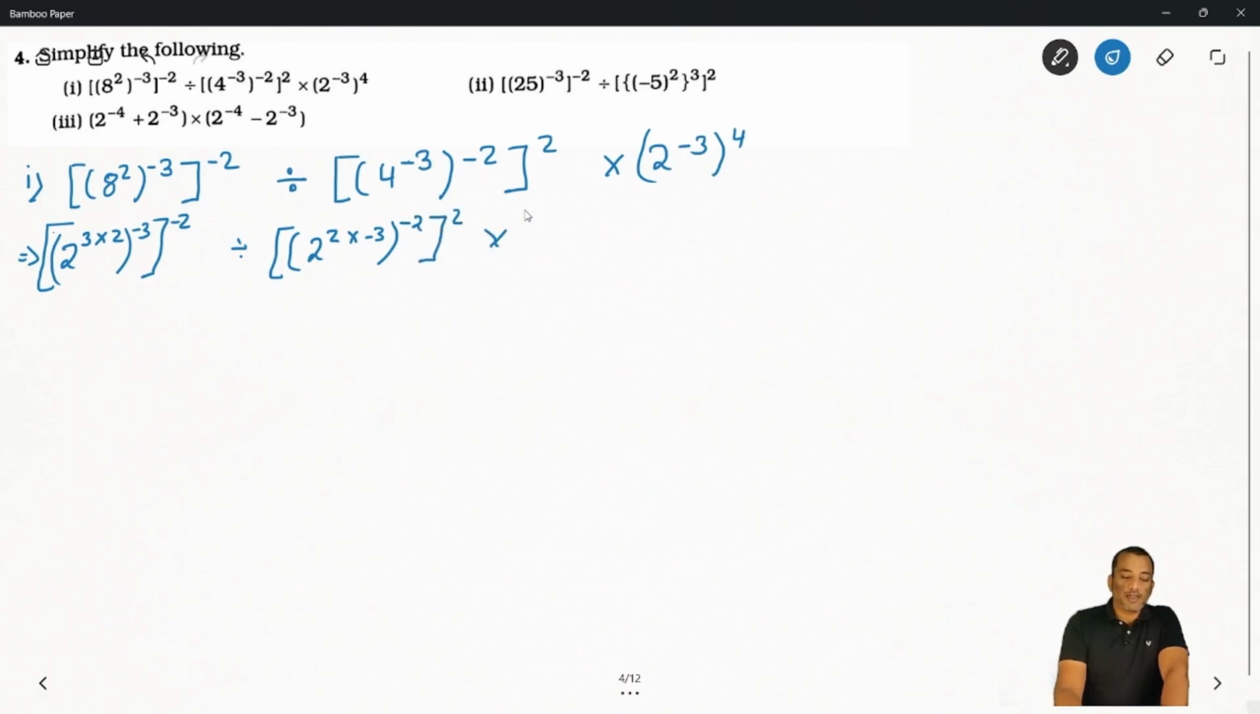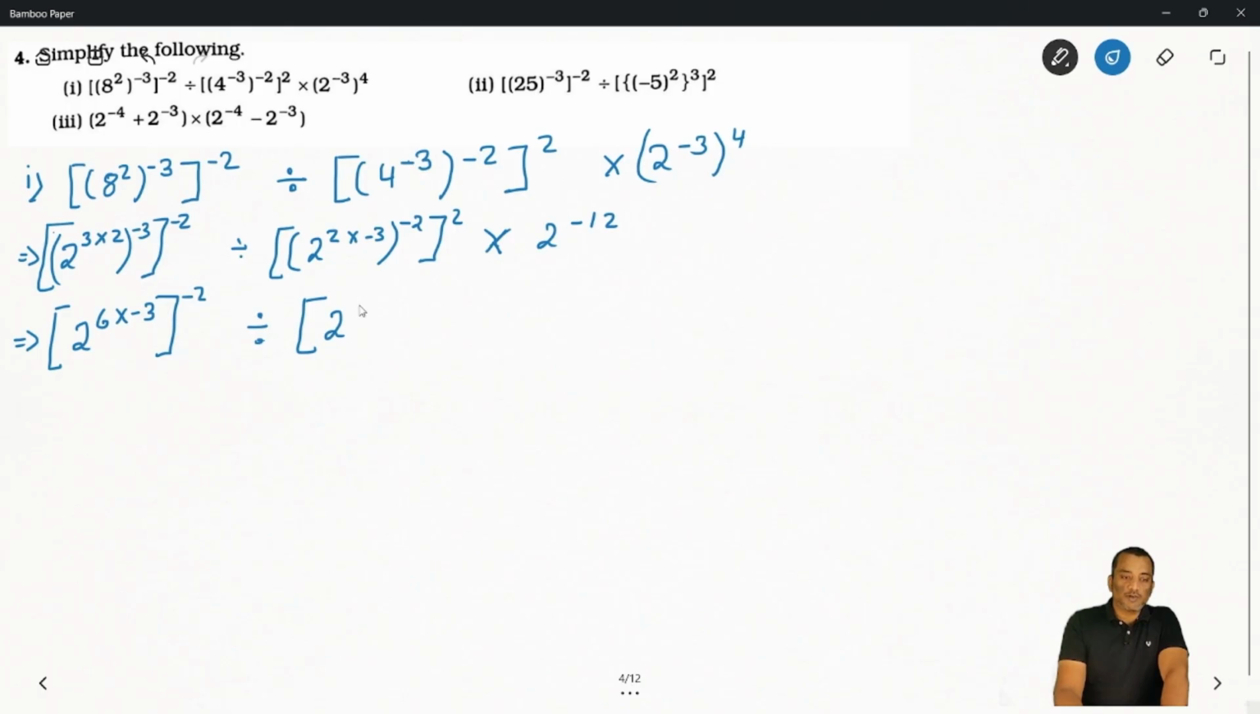And the last one you can apply the power rule. So which means you will get how much? 2 to power minus 12. Okay, now after that you can first apply the power here. So here you will get square bracket. Now you can remove the small bracket. So 2 to power 6 times minus 3 over minus 2. Okay, same way for the division sign, here you can also remove the small bracket inside the square bracket.